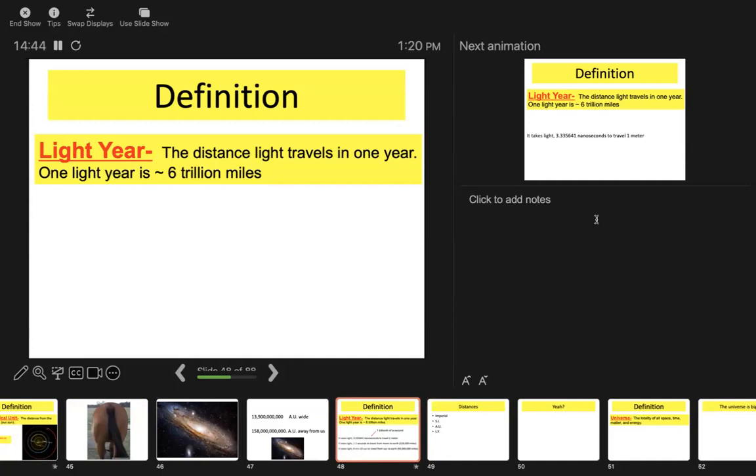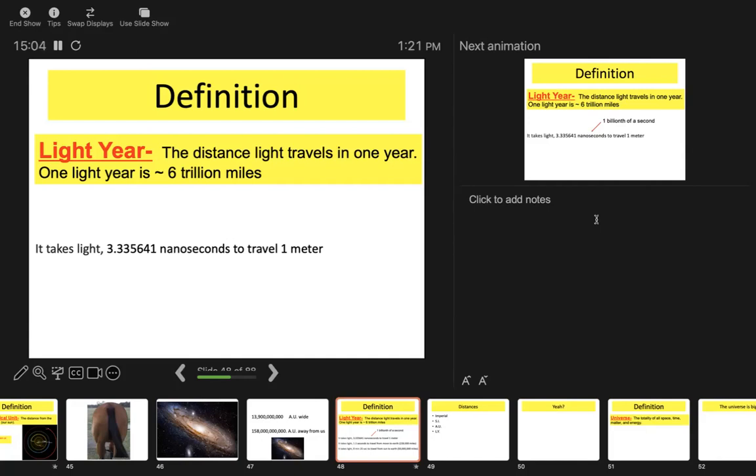So how long does it take for this light? I'm flashing my laser pointer here to get to the wall. Well, it goes one meter, which is about 3 feet. So about this long, it takes about 3 billionths of a second to go 1 meter.